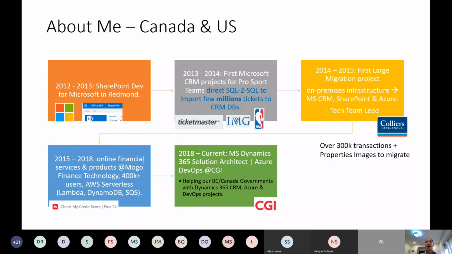Then later on, I worked for Mogul Finance Technologies. They have 400,000 customers, and I became familiar with AWS Serverless, which is our topic today, talking about Azure, right? The serverless thing. So I also have experience with AWS, Lambda, DynamoDB, SQL, things like that. And currently, I work for CGI in Victoria, BC, a beautiful island in Canada. I think we have a nice day today, beautiful weather.